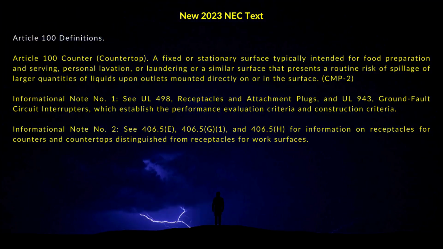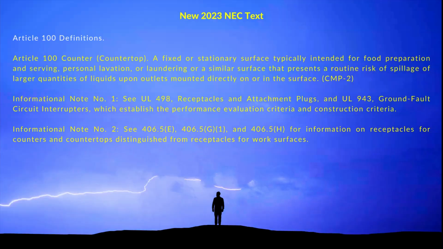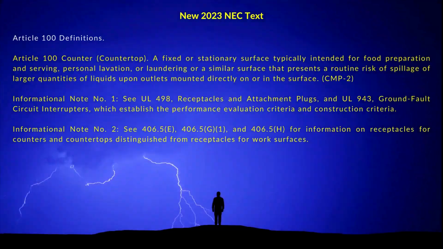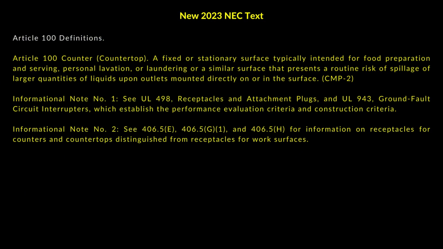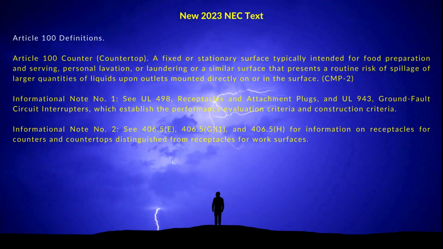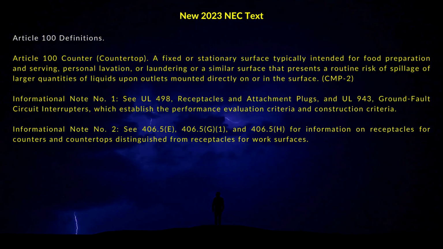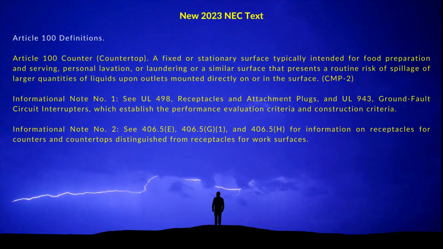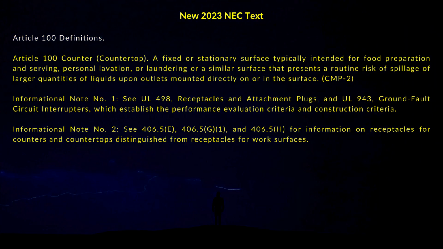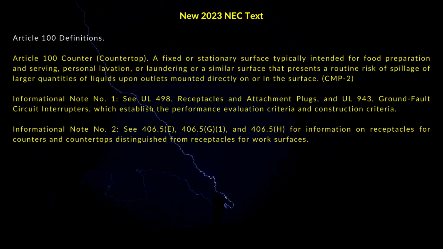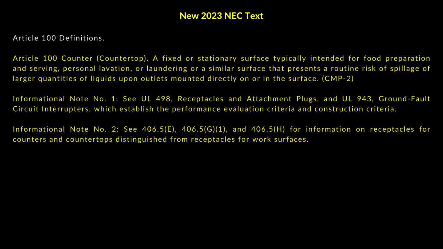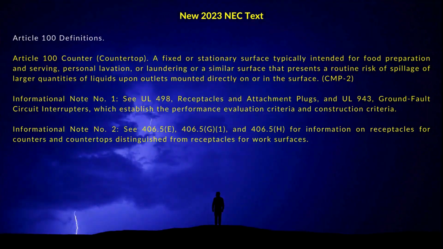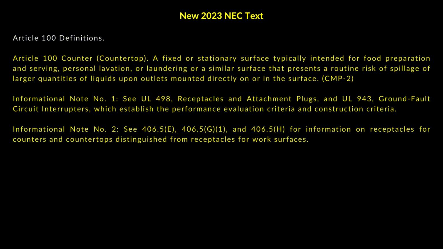Informational note number 1 states that UL 498, receptacles and attachment plugs, and UL 943, ground fault circuit interrupters, establish the performance evaluation criteria and construction criteria. Informational note number 2 states to see 406.5(E), 406.5(G)(1), and 406.5(H) for information on receptacles for counters and countertops, distinguished from receptacles for work surfaces.